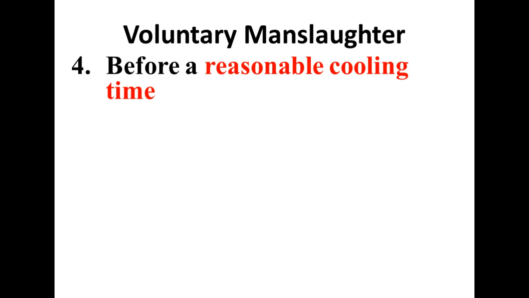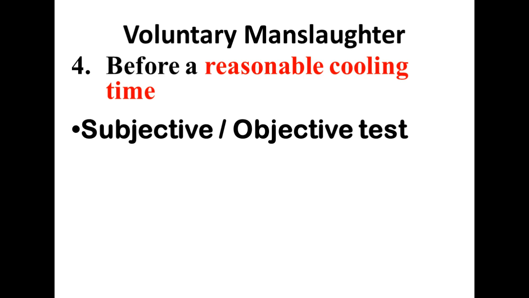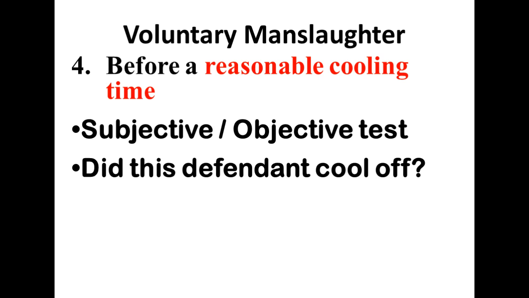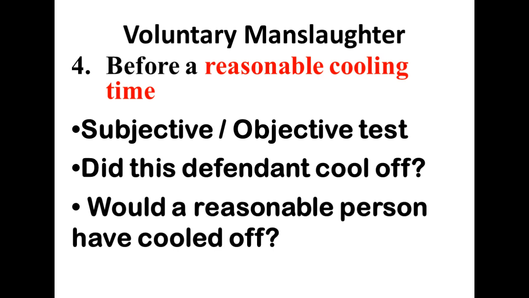Now, the fourth element is a reasonable cooling time. That is, it is a subjective and objective test. Did this defendant cool off? So whatever time period there was, did this defendant cool off in that time period? If the defendant did, then there is no defense or no claim of voluntary manslaughter. And secondly, would a reasonable person have cooled off in the time period?